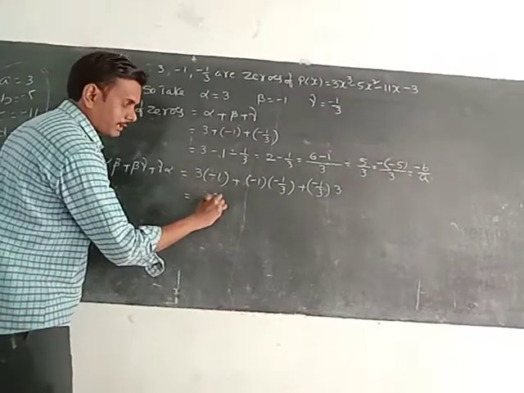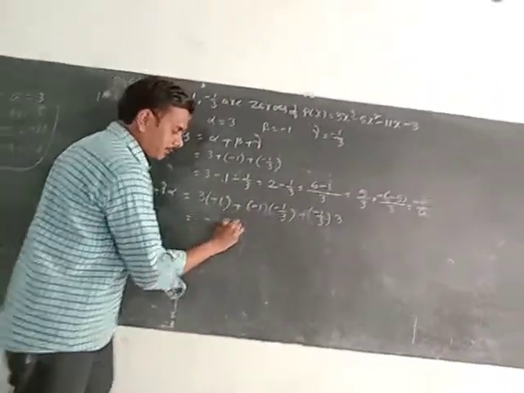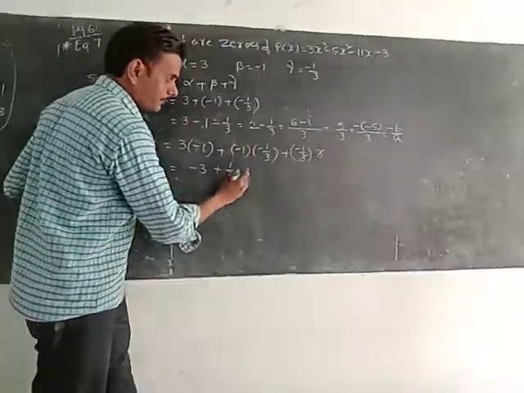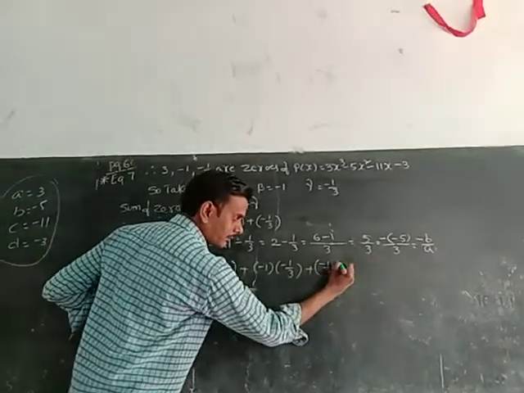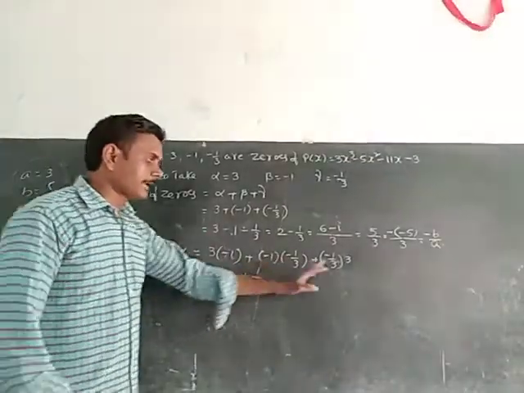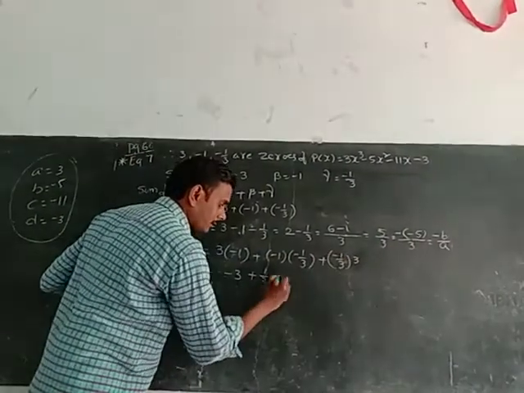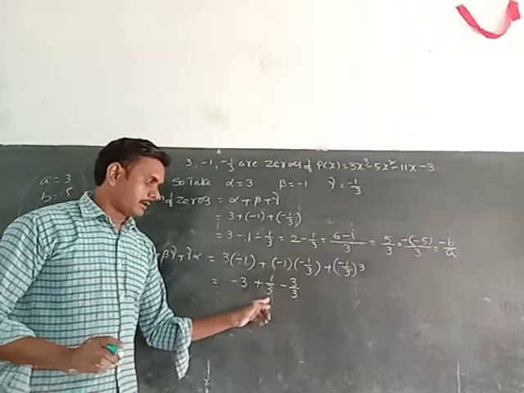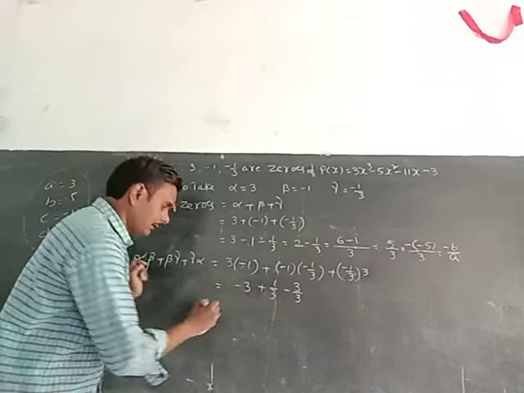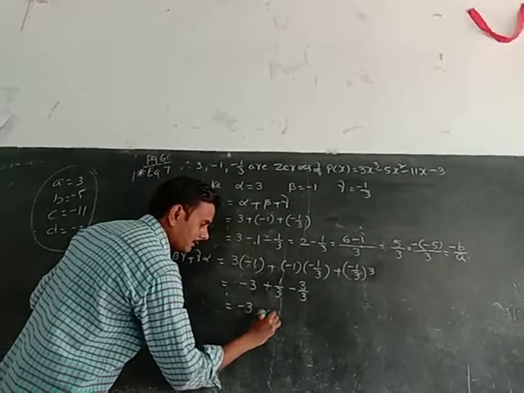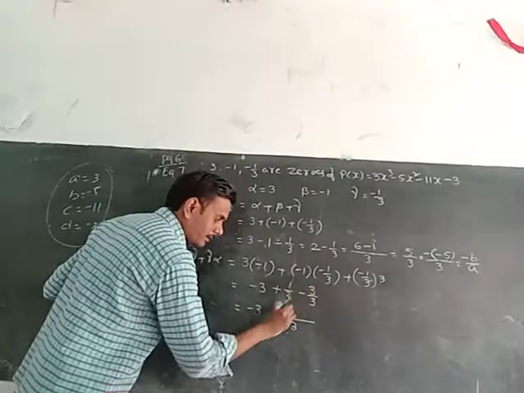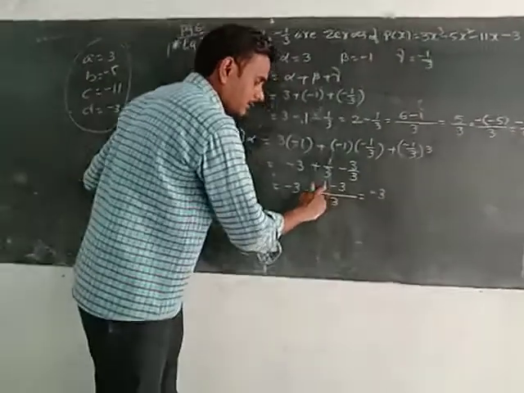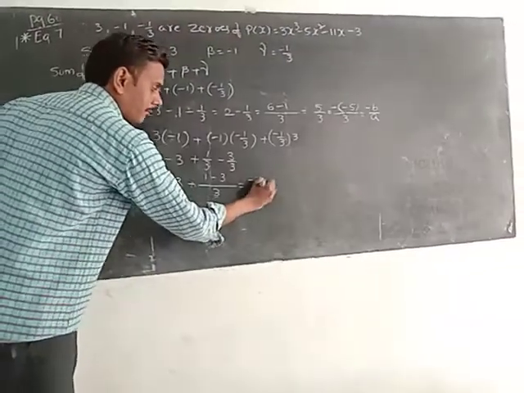3 into minus 1 is minus 3. Minus 1 into minus 1 by 3 is plus 1 by 3. Here don't cancel the 3, just write the same: minus 3 by 3 plus 1 by 3. Here the denominators are the same, so add the numerators. Minus 3 plus 1 minus 3 means minus 3 plus 3 is minus 2 over 3. Minus 2 by 3.